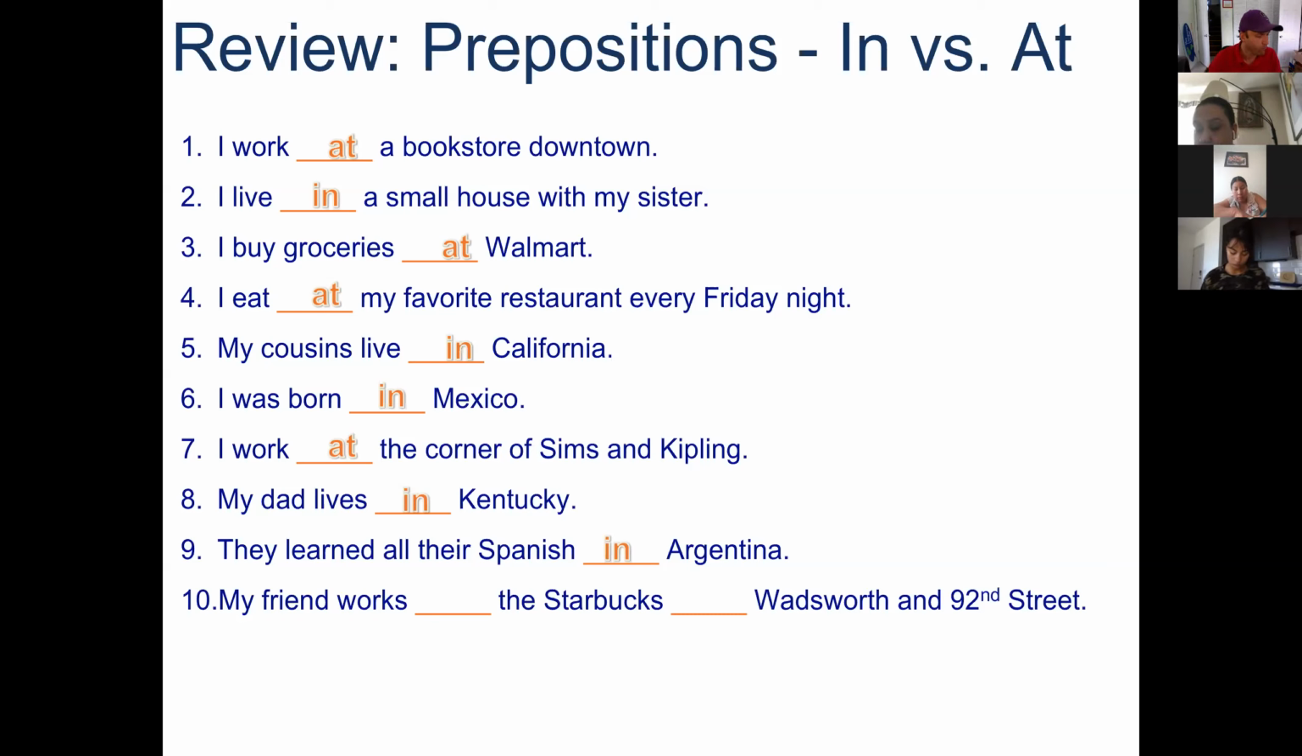Argentina. No. My friend works in the Starbucks at Wadsworth and 92nd Street. Yeah, remember, we're talking about a business place here. At. And works at the Starbucks. It's technically correct to say in the Starbucks, but it sounds odd. It would be better to say my friend works at the Starbucks at Wadsworth and 92nd Street.